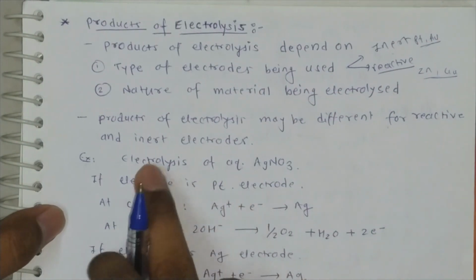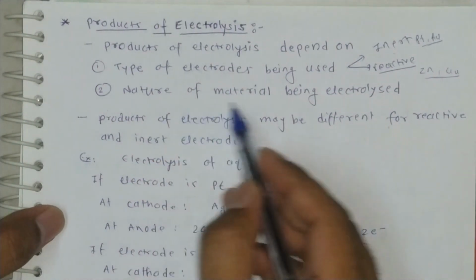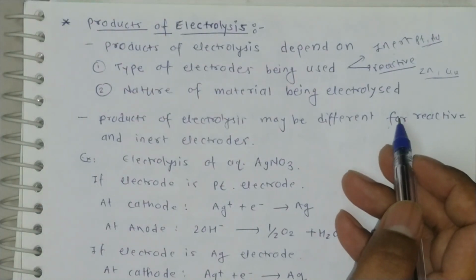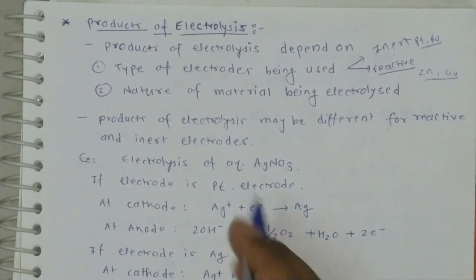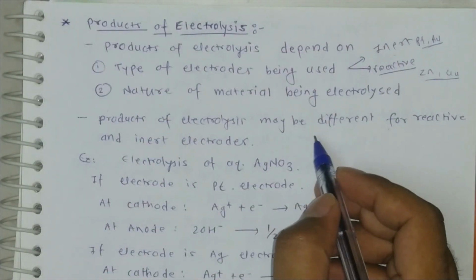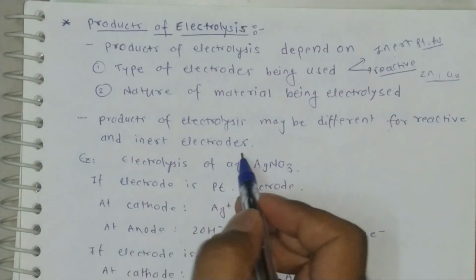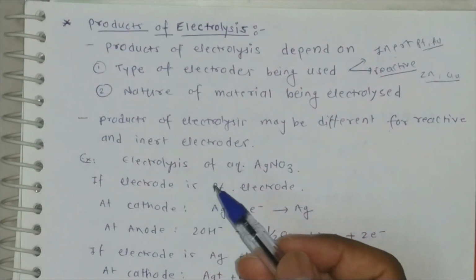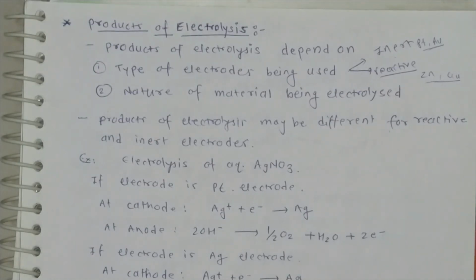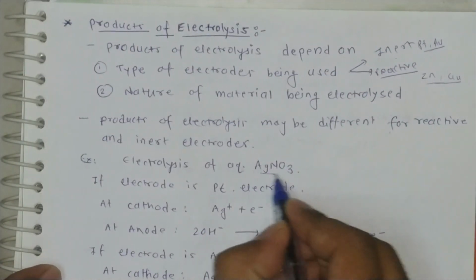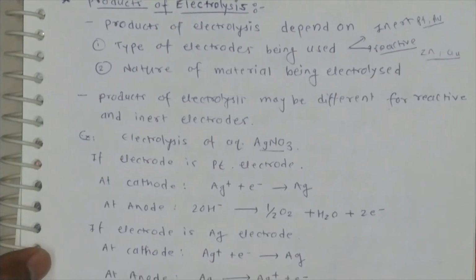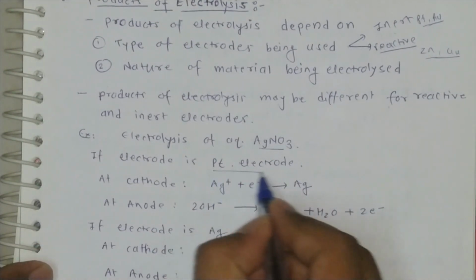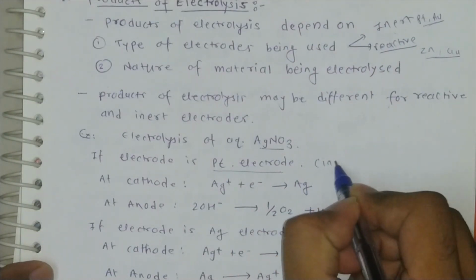It also depends on the nature of the material being electrolyzed. Which type of material we are going to electrolyze, meaning the type of electrolyte actually, right? So first we will discuss the product of electrolysis that will be different for reactive and inert electrodes. What happens if we take inert electrodes and what happens when we use reactive electrodes. Now let's take an example of AgNO3, that is silver nitrate. So if we are going to electrolyze aqueous AgNO3 in the presence of platinum electrodes, now these platinum electrodes are inert electrodes.